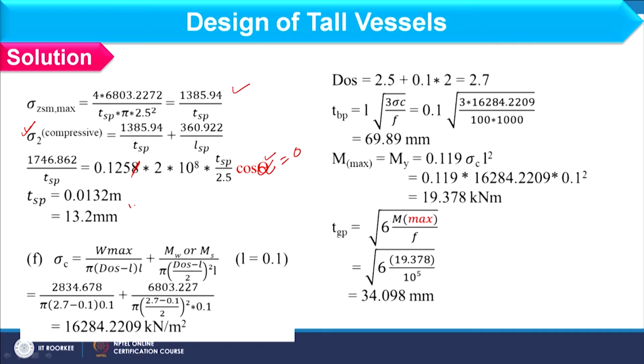So, TSP we can obtain as 13.2 mm. So, if you compare the thickness of support plate for compressive as well as tensile, it is more for compressive. So, we can select 13.2 mm is the thickness of support plate, right. So, next value then this you can choose as the final thickness of skirt support.